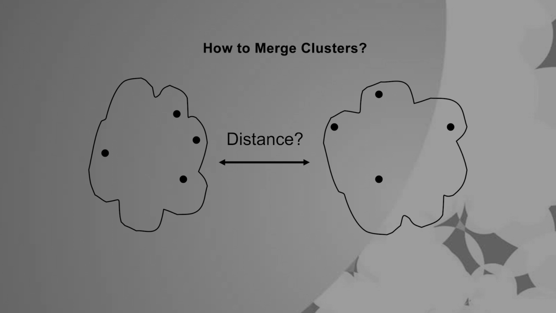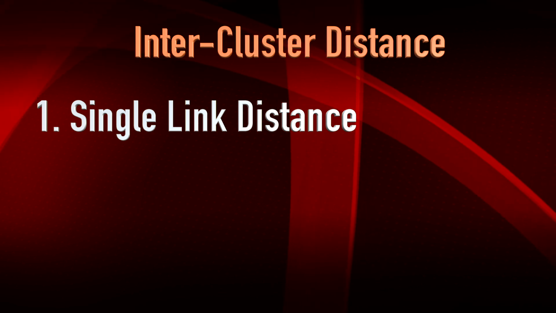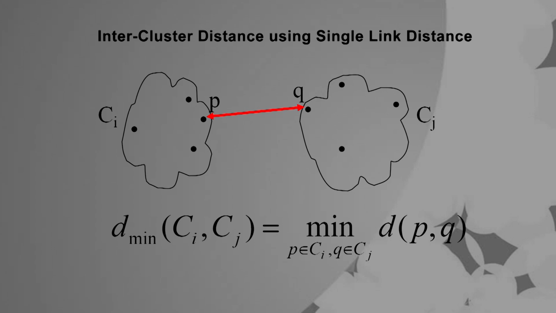Now, there are different measures that are available in the literature which define the distance between the two clusters. Let us take a look at them one by one. The first distance measure that is available for intercluster distance is the single link distance method. In this method, the single link distance between two clusters is represented by the distance of the closest pair of data objects belonging to different clusters.